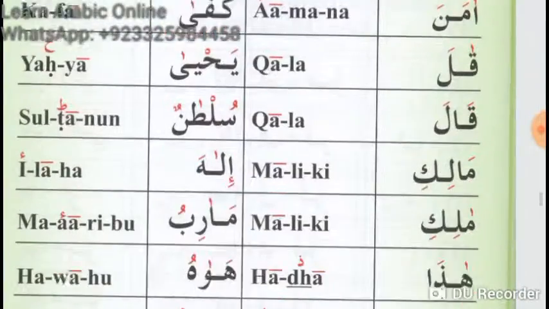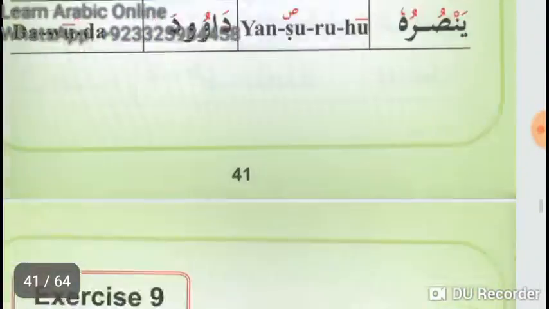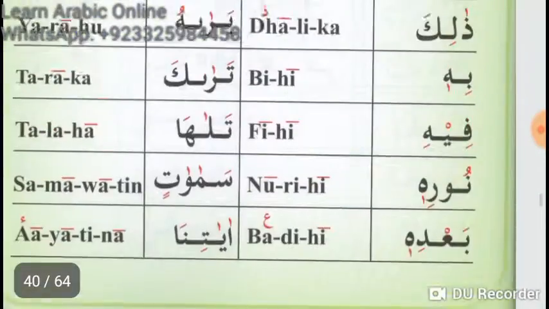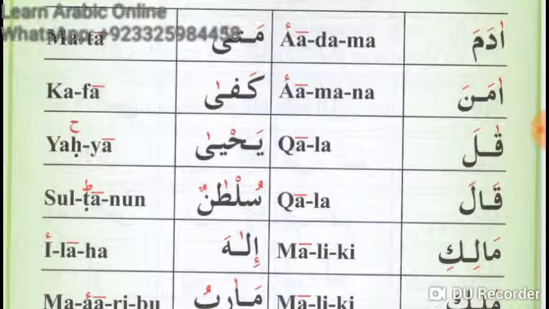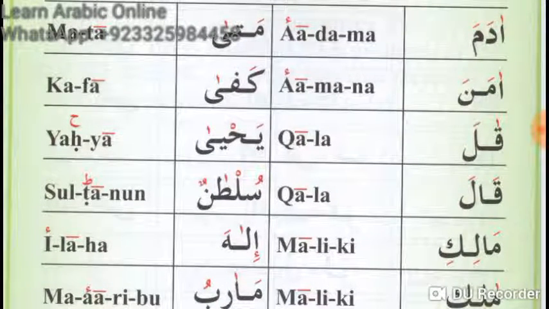Alif erect fatha, dal fatha, mim fatha. Dhamma, yes. So remember that erect fatha is pronounced long and simple fatha is a short vowel. You will not elongate your voice in fatha, but you will elongate your voice in erect fatha. Dhamma is very short.